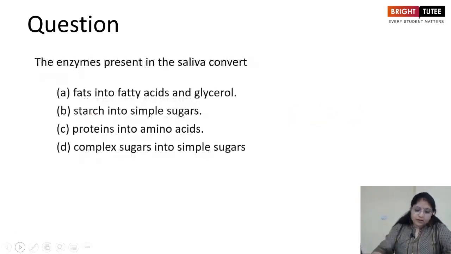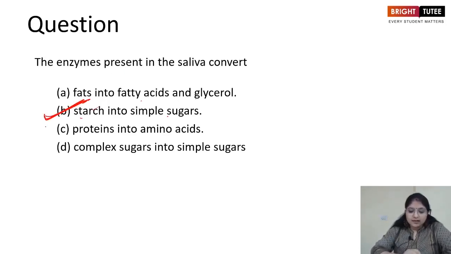Now, the next question. The enzymes present in saliva convert starch into simple sugar. So, we know we've done the activity as well, and we know that the enzymes that are present in the saliva, they convert the starch into simple sugars.